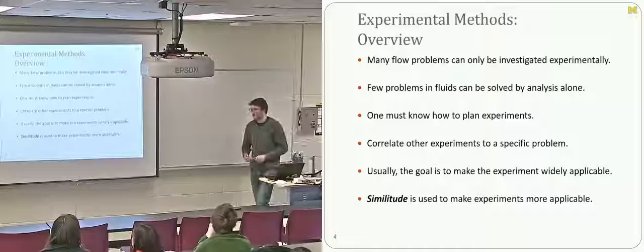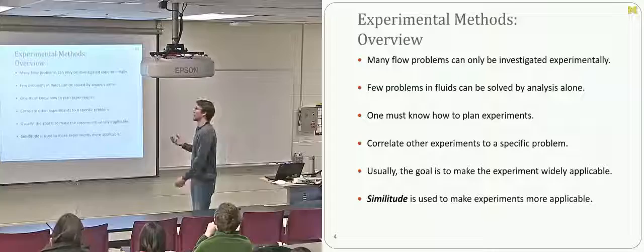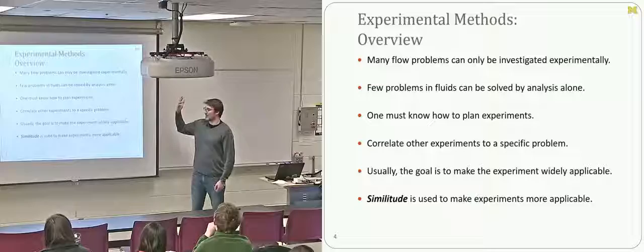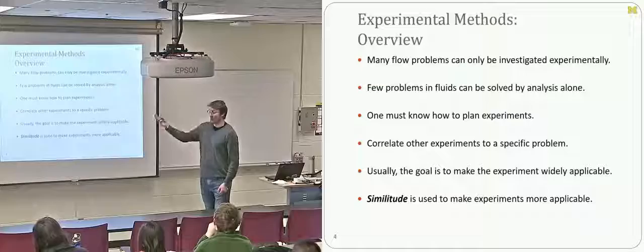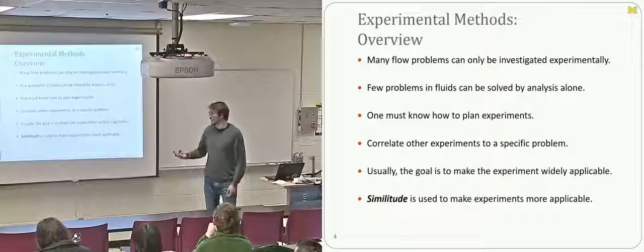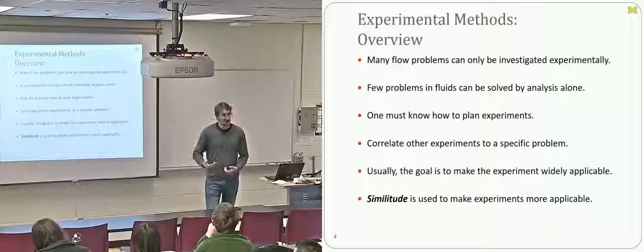So the idea here is that, as I've said, a lot of flow problems we can't tackle with theory alone. So we have to do experiments, which requires that, A, we know how to plan those experiments intelligently, and we know how to interpret the results, how to correlate those results, and to solve the problem that we're looking at. And then often, because experiments tend to be quite expensive, we try to make the results as generally applicable as possible.